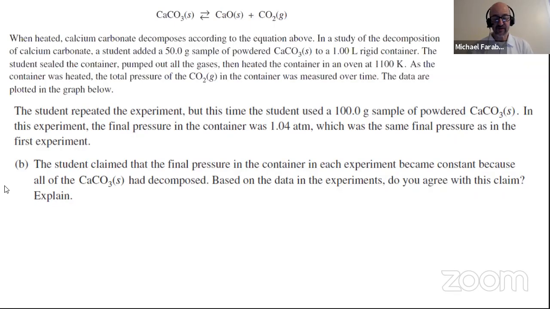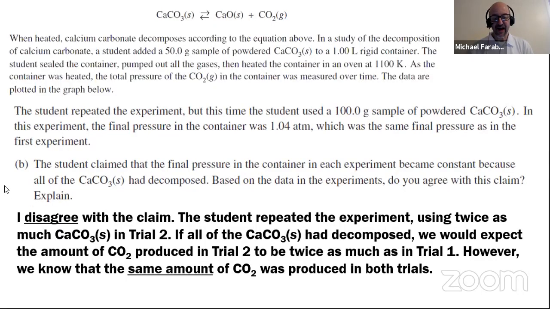Another way you could have disagreed with this claim is based on the fact that in trial 1, they used 50 grams, and in trial 2, they used 100 grams, and yet they got the same final amount, the same final pressure. So if all of the calcium carbonate had decomposed, then we would have expected twice the amount of CO2 if we used twice the amount of calcium carbonate. But since we got the same pressure in both experiments, that suggests that the calcium carbonate is not being used up completely.